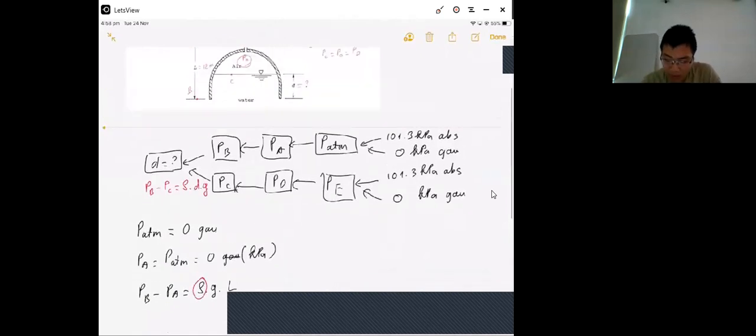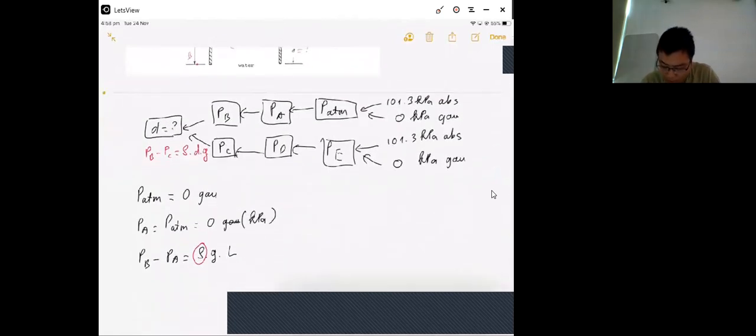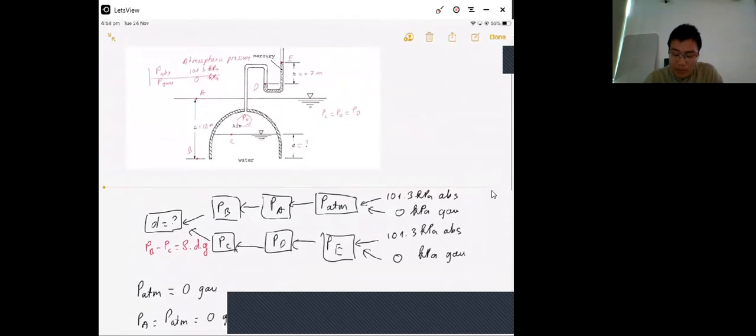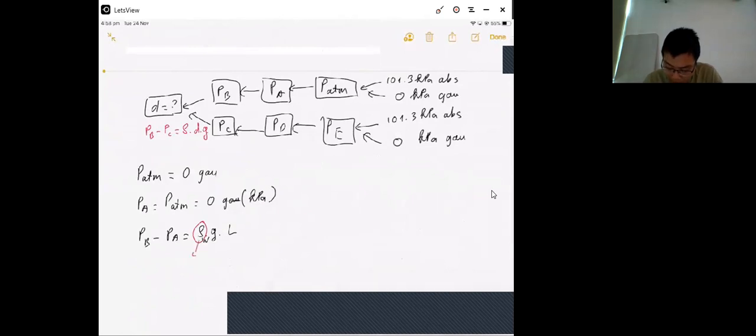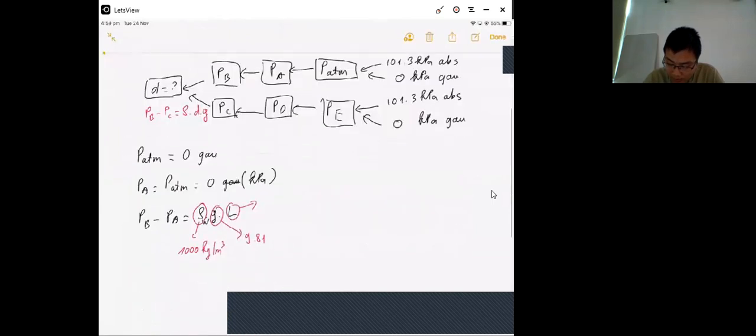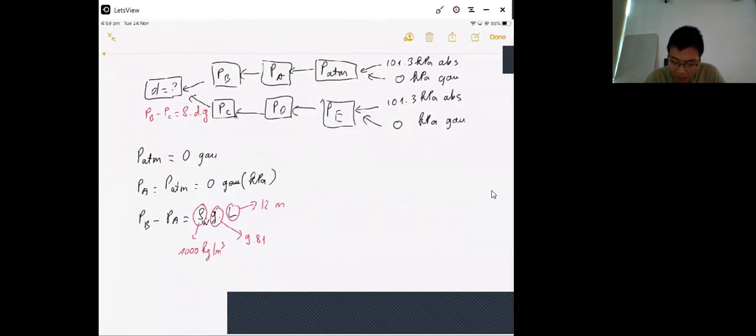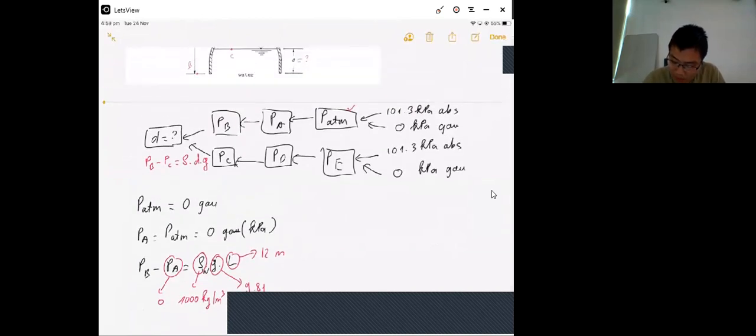Rho is the density. This one is the density of water, because between A and B we have water. So rho of water here is 1,000 kilogram per meter cubed, g is 9.81, and L here is 12 meter. PA is 0, so from this you have PB. So with atmospheric pressure you have PA, and with PA you have PB.